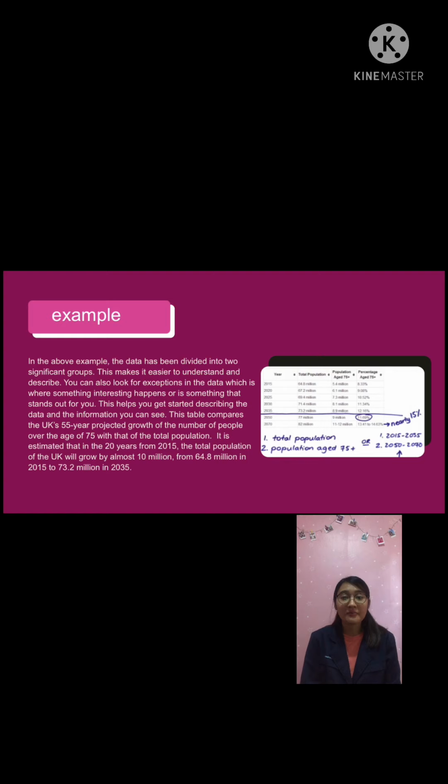This table comprises the UK 55 years projected growth of the number of people aged 75 or over with that of the total population. It is estimated that in the 20 years from 2015, the total population of the UK will grow by almost 10 million. From 84.8 million in 2015 to 73.2 millions in 2035.